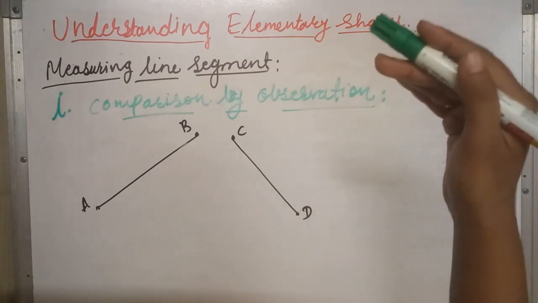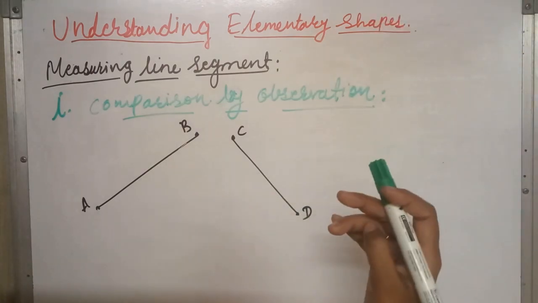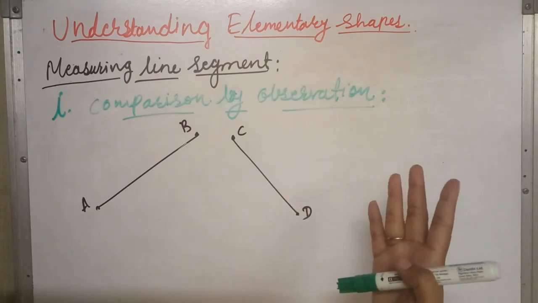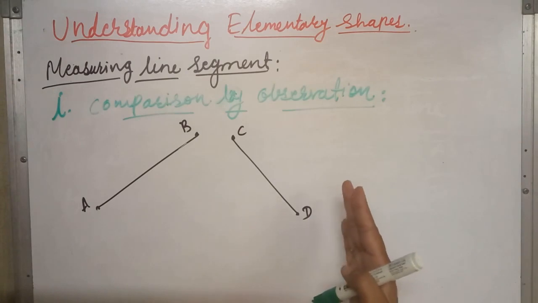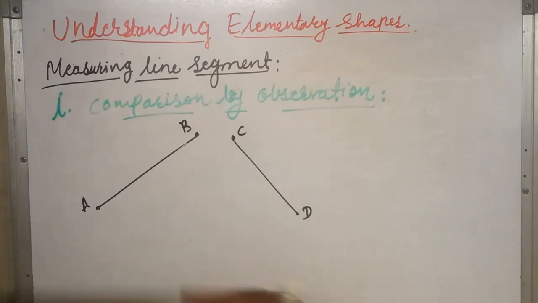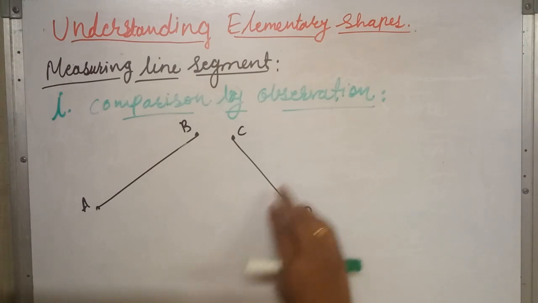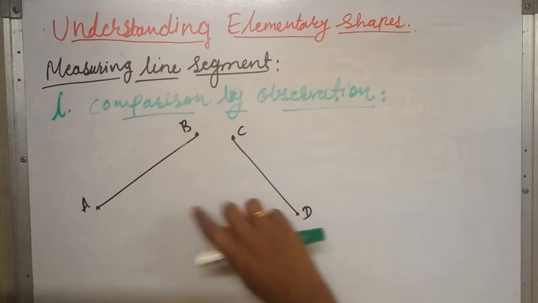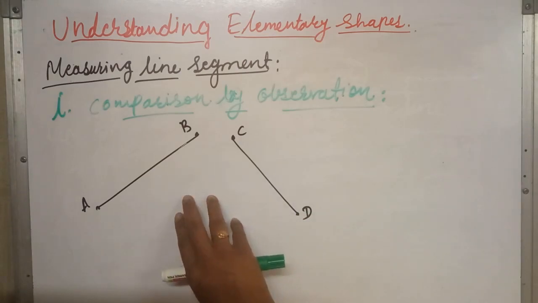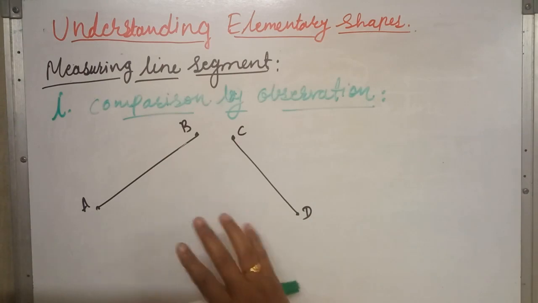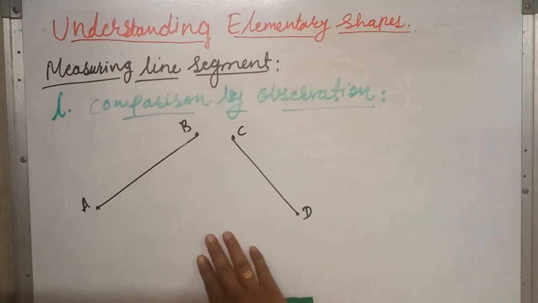If you look at an object from a far distance, does it look clear? No. If the distance is far, both look the same. But as we go closer, then you can observe which one is bigger and which one is smaller. So comparison by just observation is not applicable always. You can judge it sometimes.